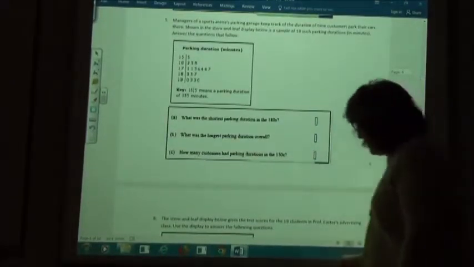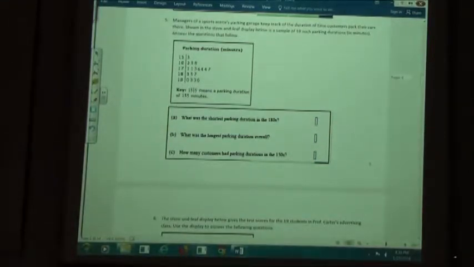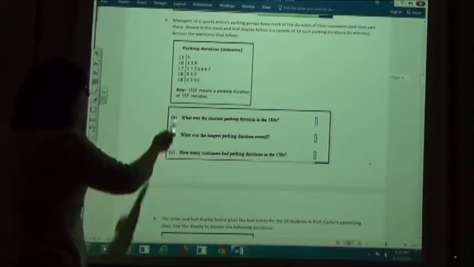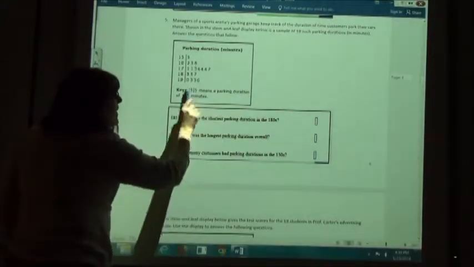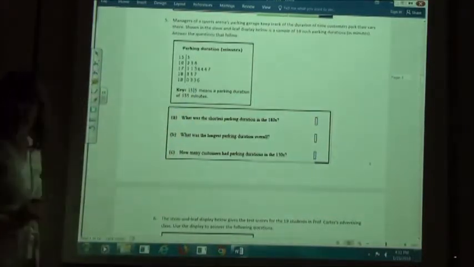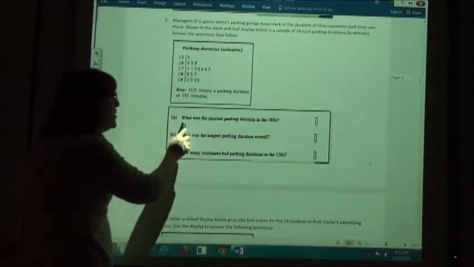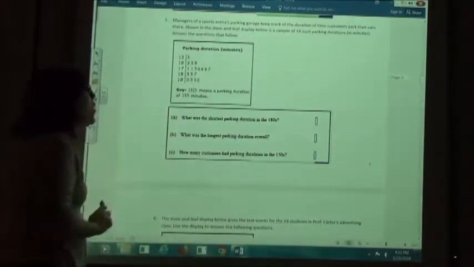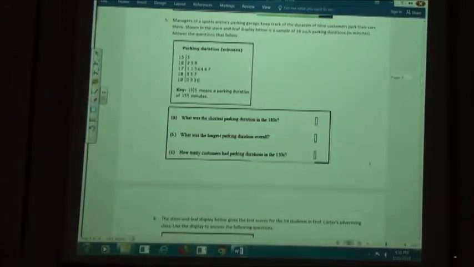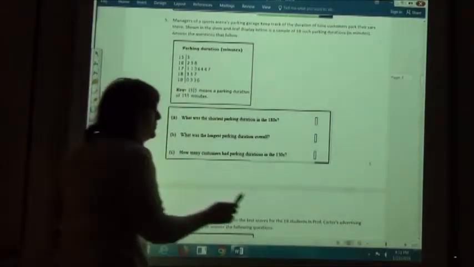Number 5 then. Managers of a sports arena parking garage keep track of the duration of time customers park their cars there. Here's my stem and leaf plot. Again, now if I have to look at the key here, 15/5 means 155 minutes on this one. So, what was the shortest parking durations in the 180s? 183. Right there would be our 183.